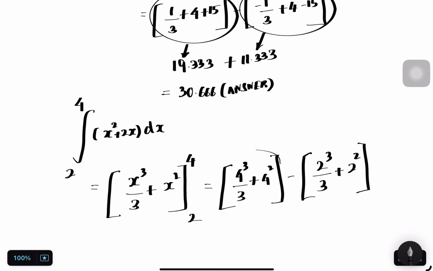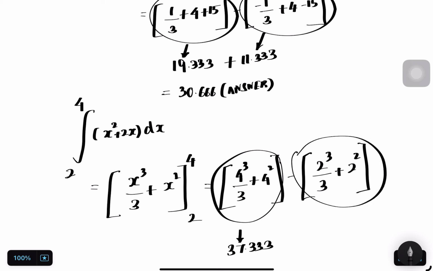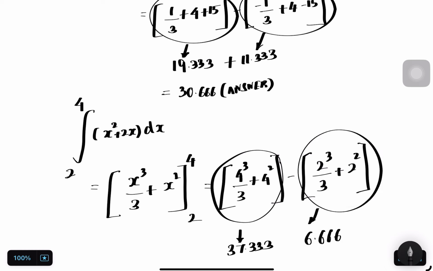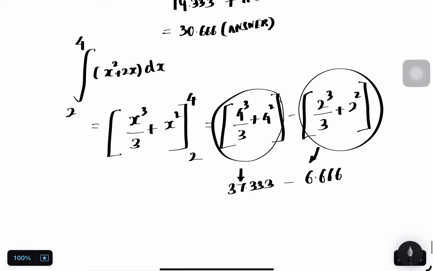And upon simplification, this term reduces to 37.333. And upon simplification, these terms reduce to 6.666. Of course, there is a minus sign here. And if you just subtract these two terms, you will be getting 30.6666. You can just check it through at the privacy of your room. So that is the answer. And you can see that the two answers go hand in hand, shoulder to shoulder.